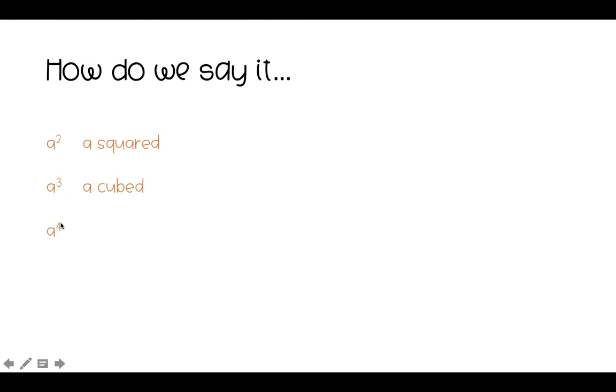A with a 4, we say a to the power of 4, or 7 to the power of 4, or 9 to the power of 4, whatever it is. 5, and from here on, we just say it's to the power of that number, to the power of 5. And that's the same. If we had a 20 up there, it would be a to the power of 20.